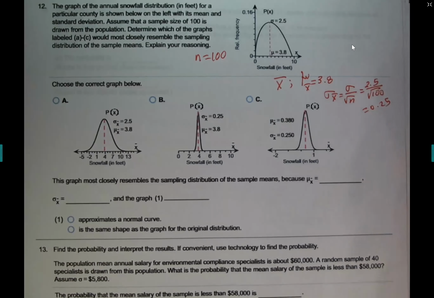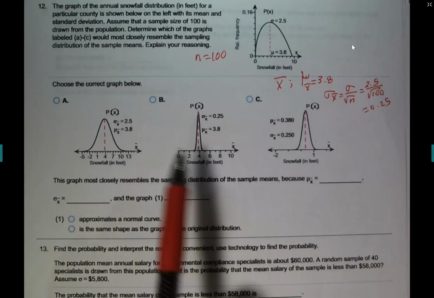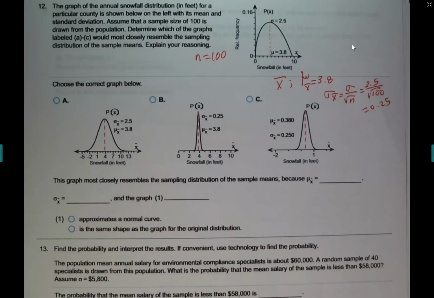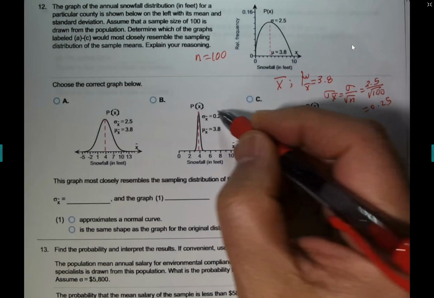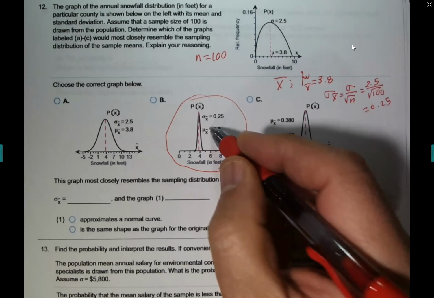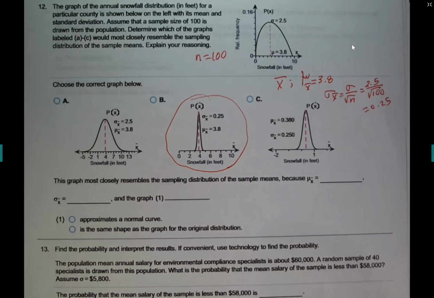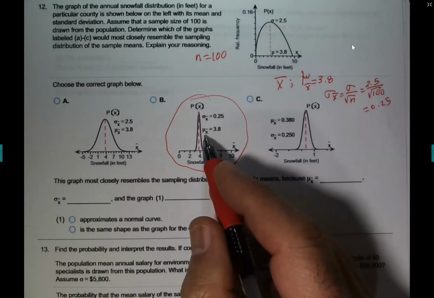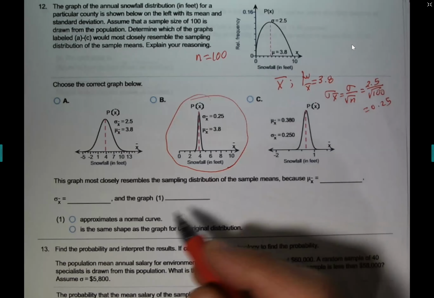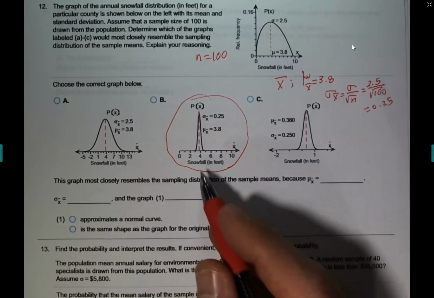So you have to look for a graph from the choices that looks like it's bell-shaped with a mean of 3.8 and a standard deviation of 0.25. And I can see it right here. It tells me here it's 0.25. So that's the correct answer. Okay, and this is the correct graph. And it is a normal curve. It's approximately a normal curve.